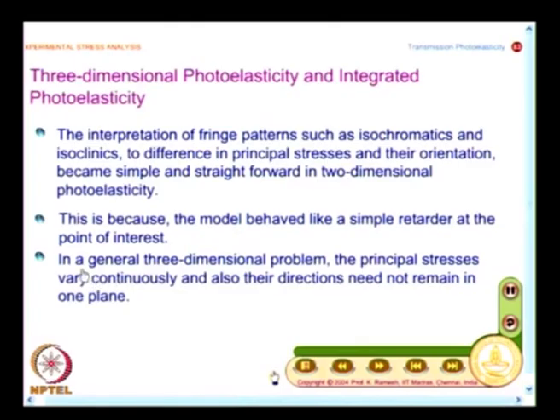On the other hand, if you look at a general three-dimensional problem, the principal stresses vary continuously. Not only this, the orientations also vary and they need not remain in one plane. This is a very crucial aspect. Just because of this, the analysis of three-dimensional problem becomes extremely complex, and once you face a problem, engineers are smart enough to devise methodologies to overcome whatever the difficulties. So, we have two methods essentially. One intelligently uses aspects of two-dimensional photoelasticity for interpreting three-dimensional photoelastic results. How do we do that? We will look at. We will also look at another aspect where we record the fringe pattern as such and go for an integrated photoelasticity, where you develop appropriate mathematics, which is quite complex.